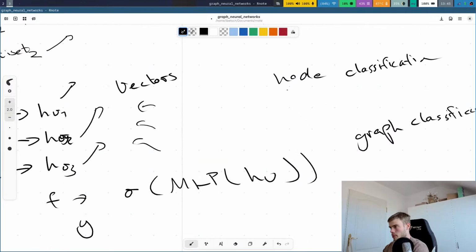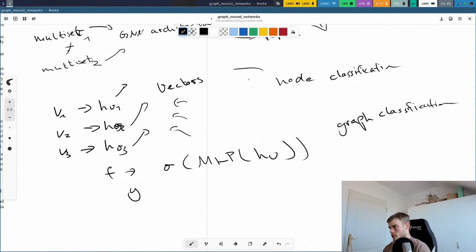So here we apply the function to each of the individual ones, and here we just apply it once to the aggregate of them. So this needs an aggregation of all nodes, which makes sense.